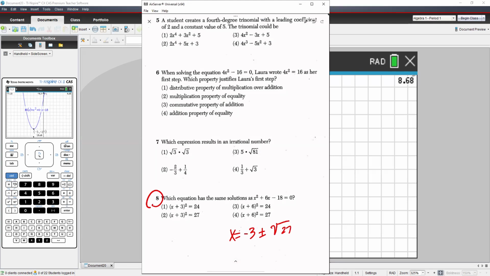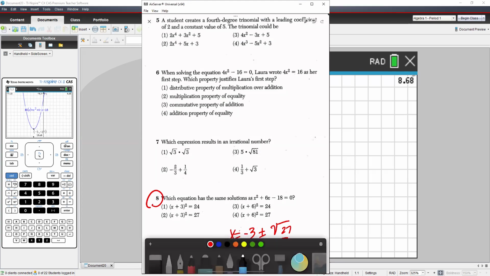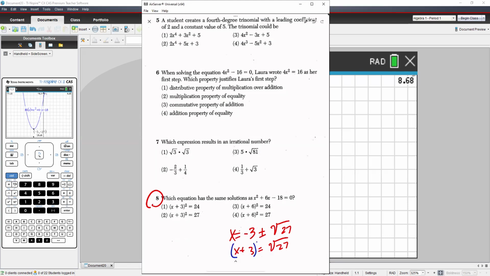Now, to get to your answer, you're just going to work backwards. This is going to be x plus 3 is equal to the square root of 27. And then if you square both sides, you've got your answer. So it's going to be x plus 3 squared equals 27. That's your answer, and this is the one you would choose.